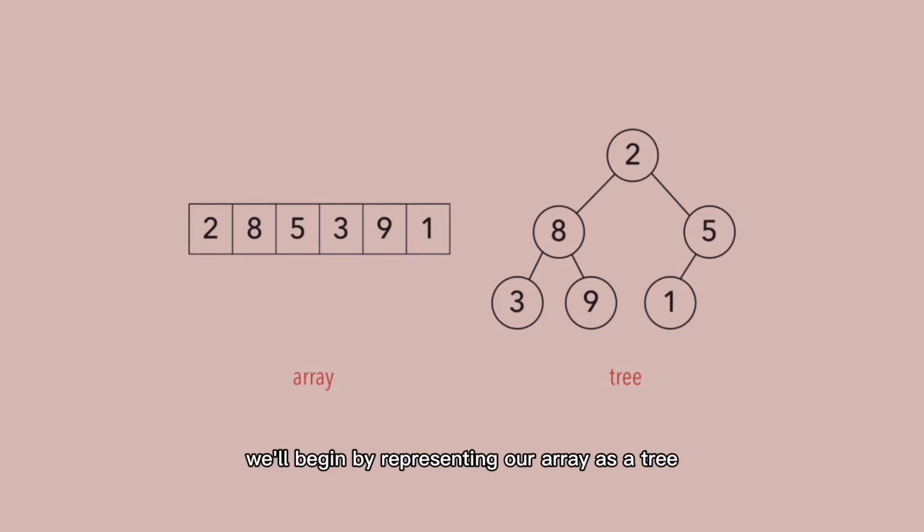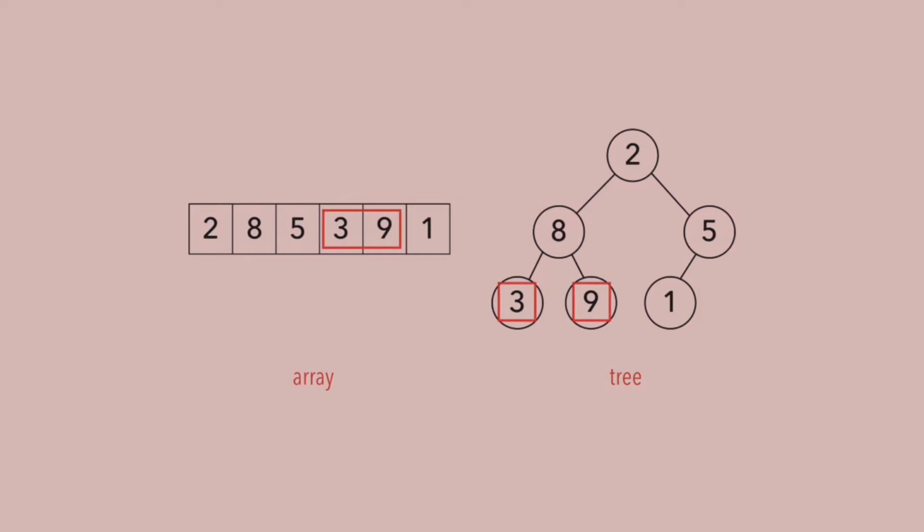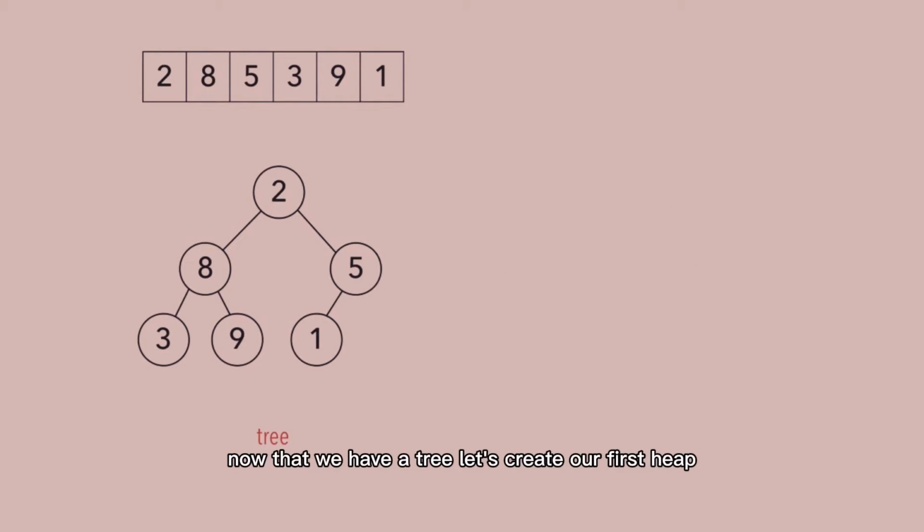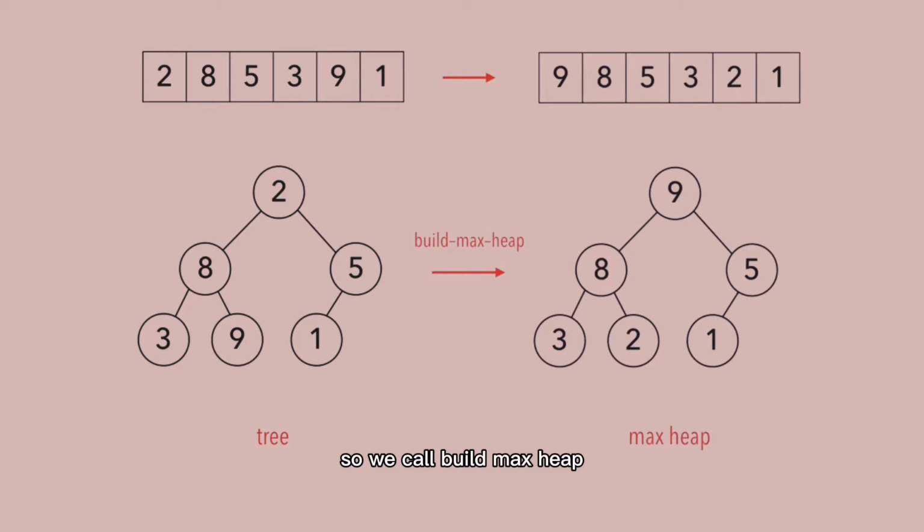We'll begin by representing our array as a tree. To see how we did that, simply look at the array from left to right and the tree from top to bottom. Now that we have a tree, let's create our first heap. We assume this is an unsorted array, so we call build max heap.